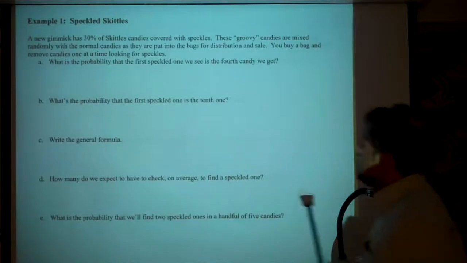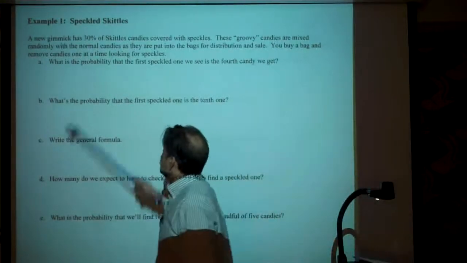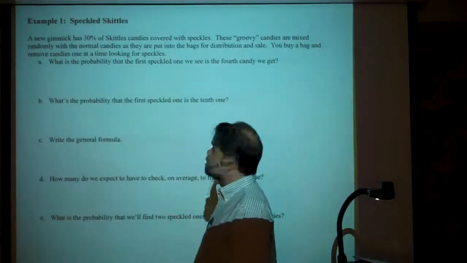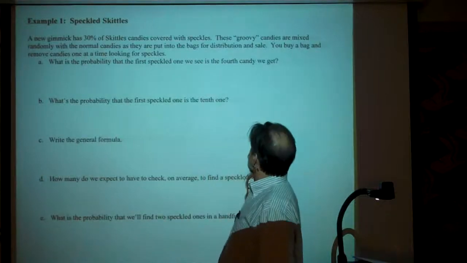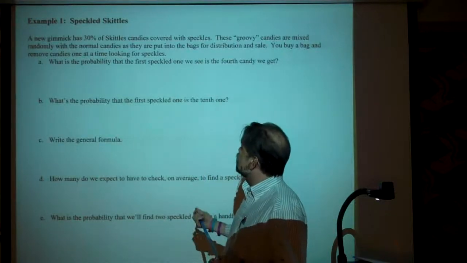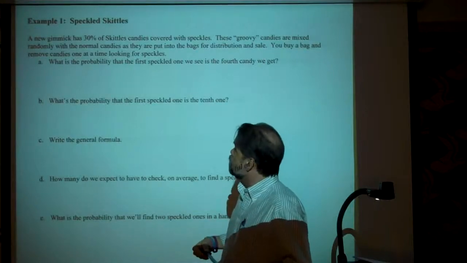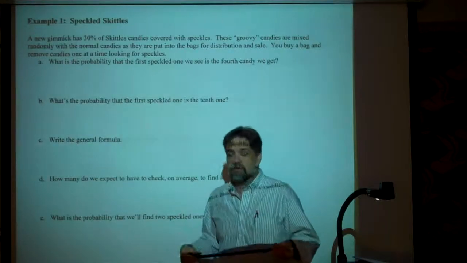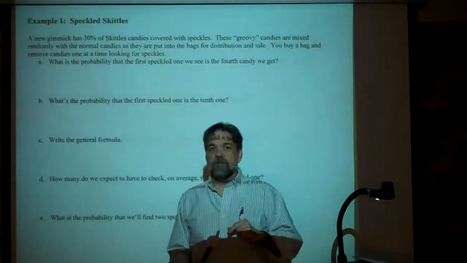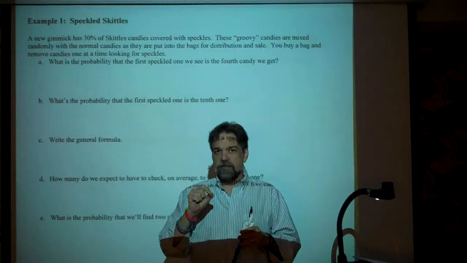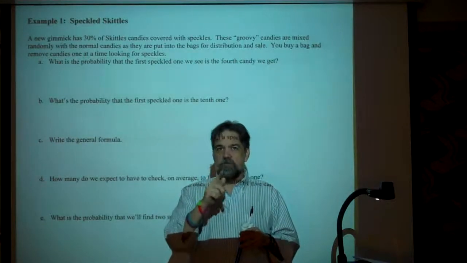Example 1. We have a new gimmick: 30% of Skittles candies are covered with speckles. These groovy candies are mixed randomly with the normal candies as they are put into the bags for distribution and sale. You buy a bag and remove candies one at a time looking for speckles. So, question 1. Each time you remove a candy, is this a Bernoulli random variable?